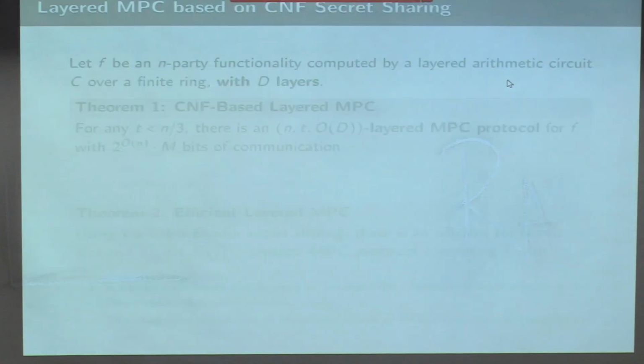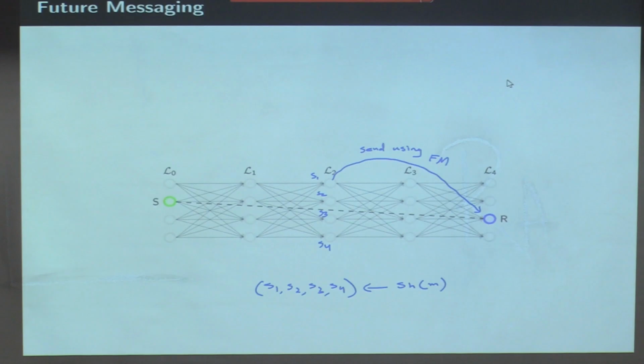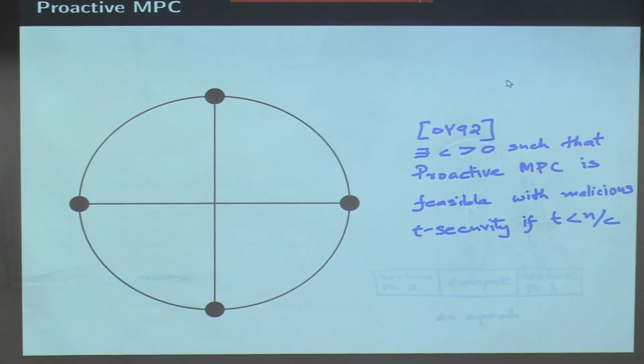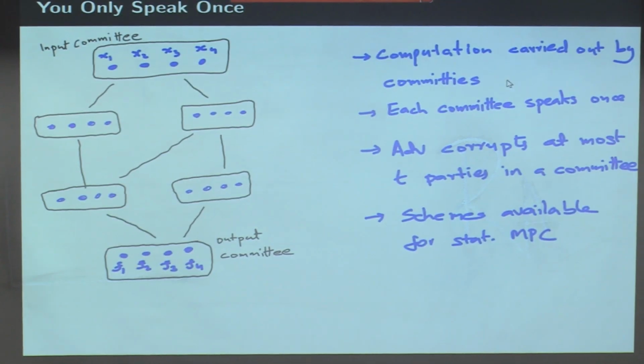So one of the most natural things to try, and interestingly it doesn't work, is this: like I said, in the YOSO model there have been constructions of statistically secure protocols, but it turns out that there are very subtle differences in the YOSO model that make it impossible to port the protocols in the YOSO model to the layered MPC model.